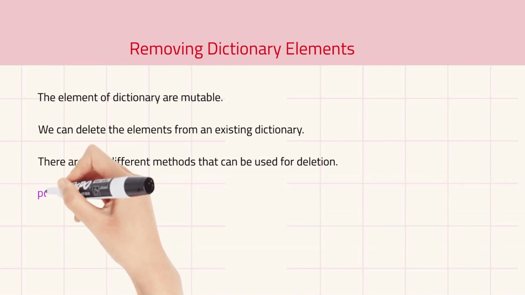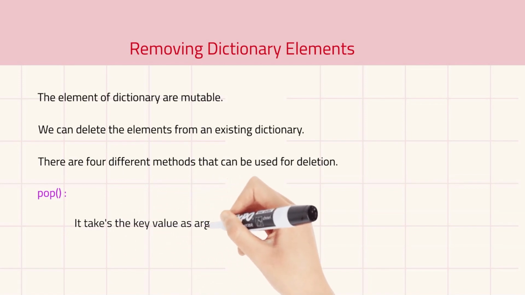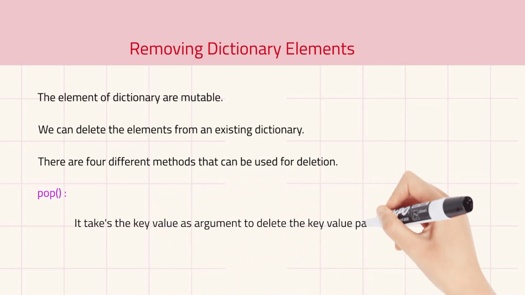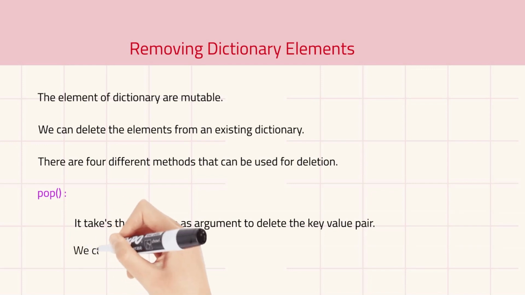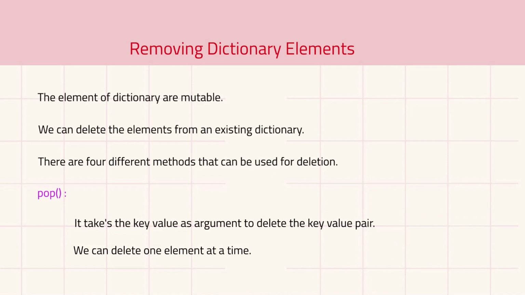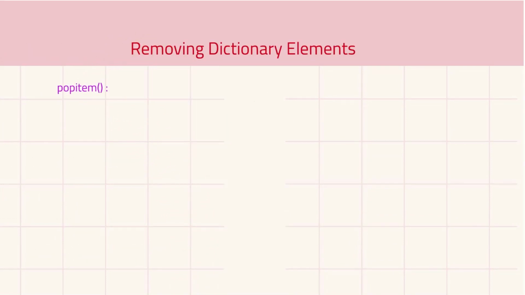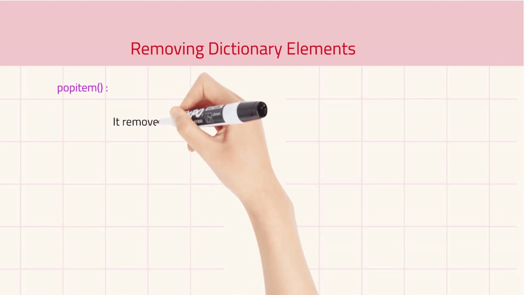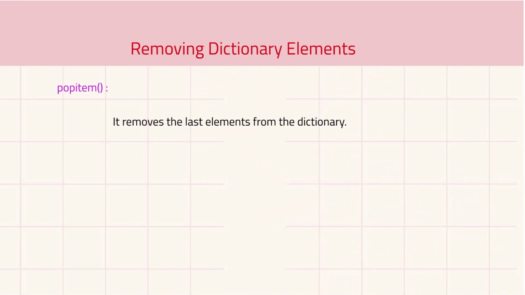First is the POP method. To delete the key-value pair, we need to pass the key value as an argument to the POP method. One element at a time can be deleted using the POP method. Second is the POPITEM method. The method doesn't need any argument. It always removes the last element from the dictionary.